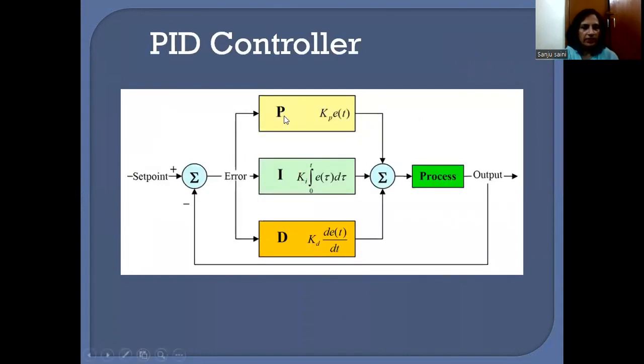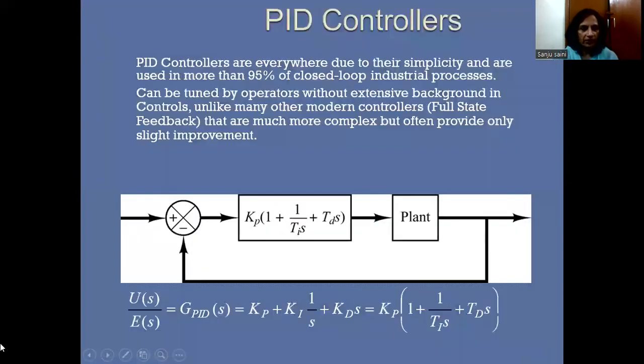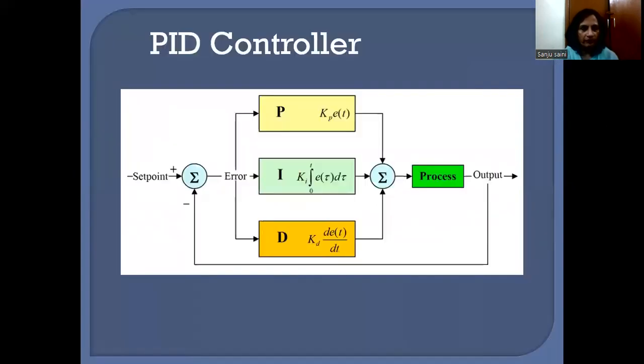So what is the PID type of controller? It works in three ways. It produces the control action proportional to the error between the actual and the desired output. Then the second is the integral action, which takes into account the integral of the error. And the third one is the derivative of the error. So why is it so?